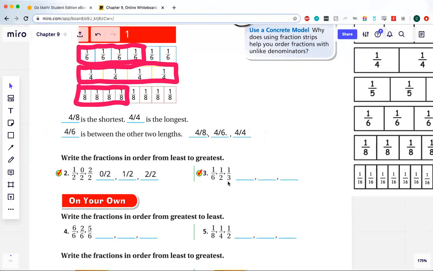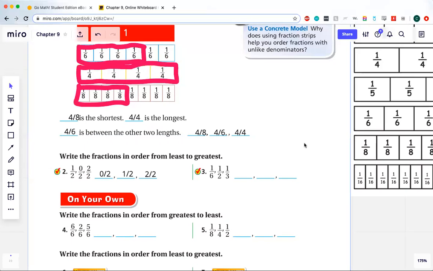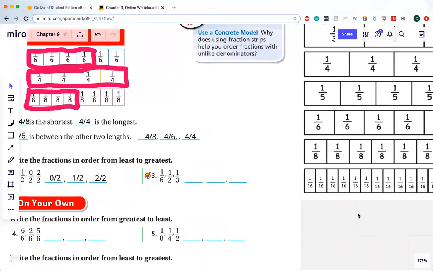All right. Now let's look at number 3. All of these have different denominators. Different denominators mean that the more that you cut something into pieces, the smaller it's going to be. So that means that it's going to be kind of opposite from what we do when we look at the ones that have the same denominator. So let's go ahead and just take a look over at our fraction strips just to be sure that we know exactly what we're doing.